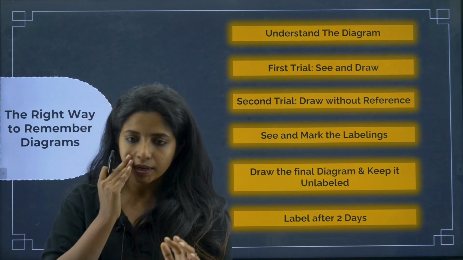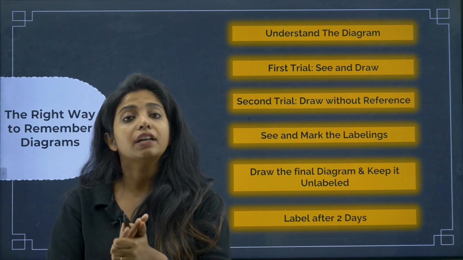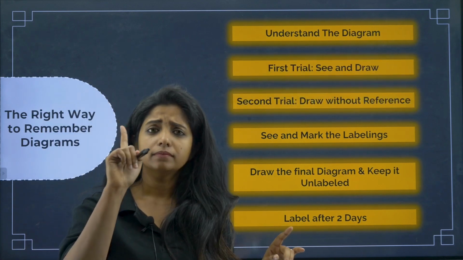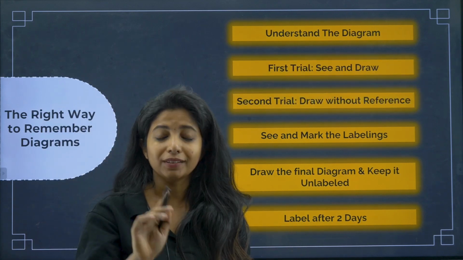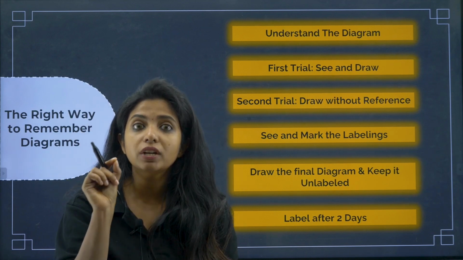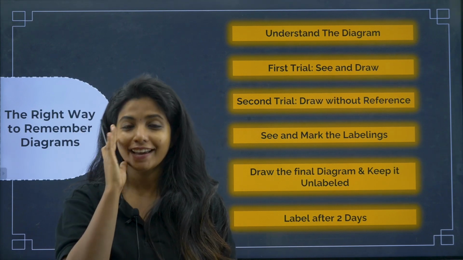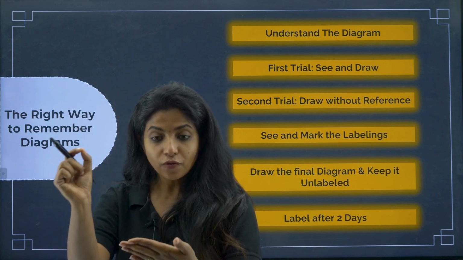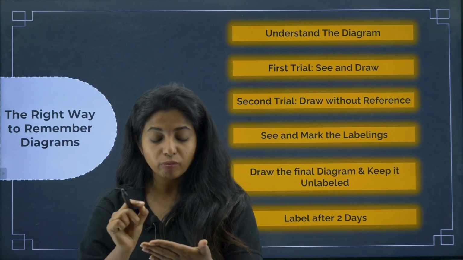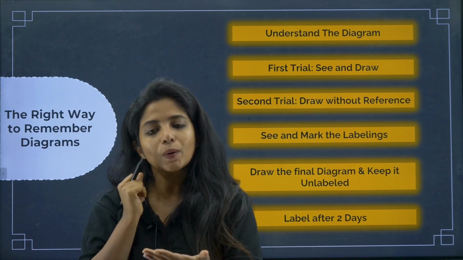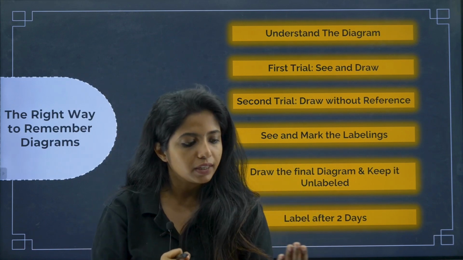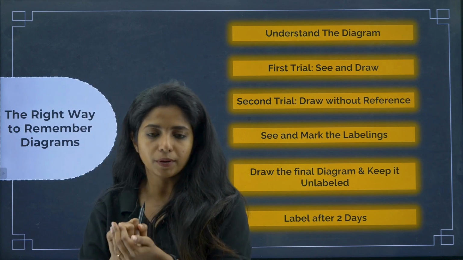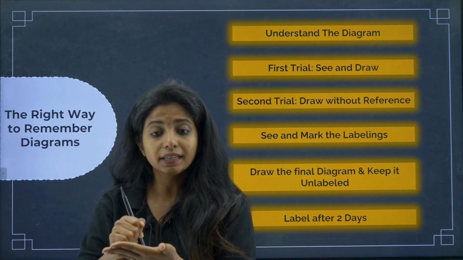The second trial is when you draw without reference. Close your book and draw without looking at it. Then when you open your book and check it, you may find that you have not made some part, so how can you label it? You will make it again. That is a mistake you made, but you rectified it, and in that way you will remember. You are also practicing labeling.